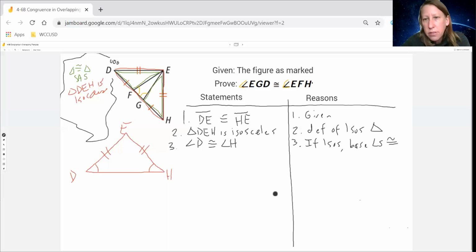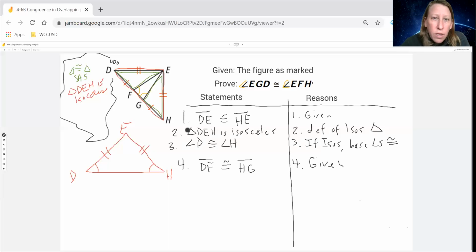You could write isosceles triangle theorem here, and I would know what you're talking about, or I would know where to find it in the book. And if someone argues with you, you would say, hey, this is what the isosceles triangle theorem says. And then they'll stop arguing with you because you have shown them a fact, something that is true. Okay, then I'm going to do line segment DF is congruent to line segment HG. That was also given to me.